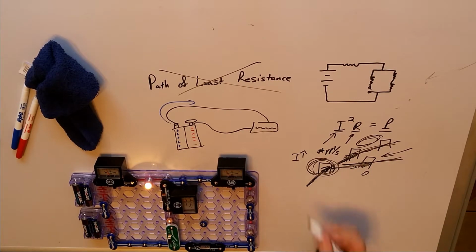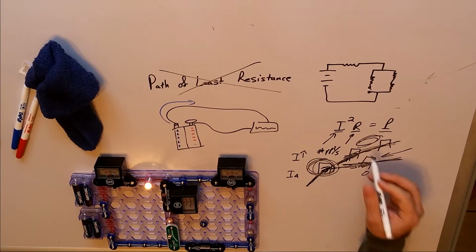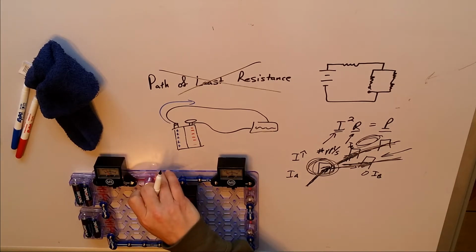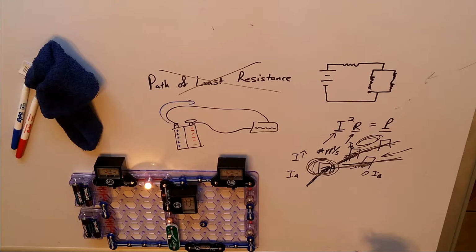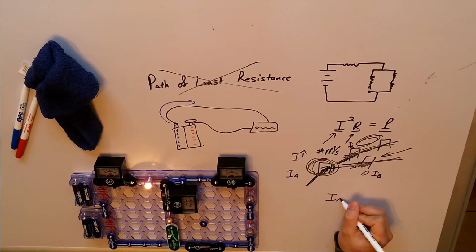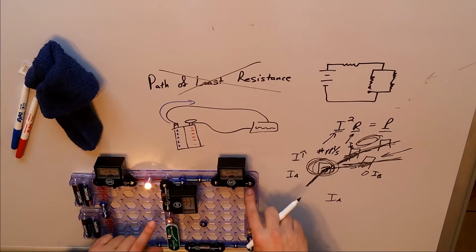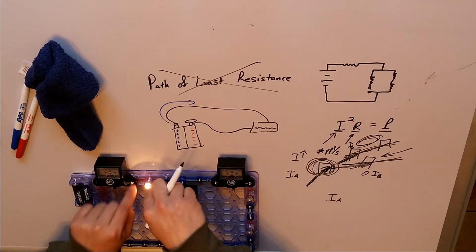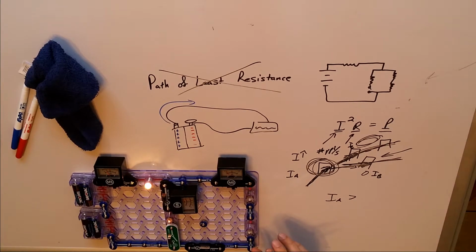So what I could say is we could call this IA, this one IB, and then IC for the currents: the current that's going through the main one here, the current that's going through this branch, and the current that's going through this branch. IA is going to be the biggest. Why? Well, because it's our total current. Whatever's going through here and here is coming from this point, which means all of the current is going through this one. So that's greater than the others.